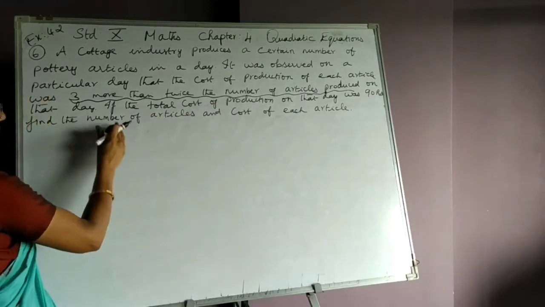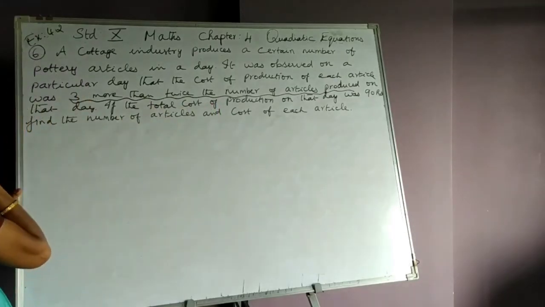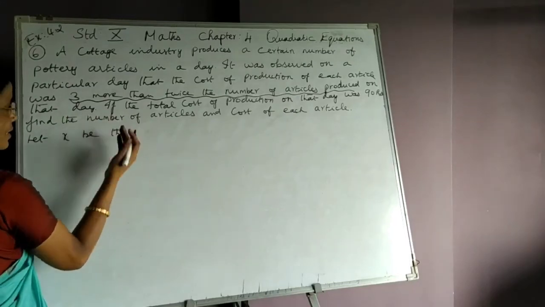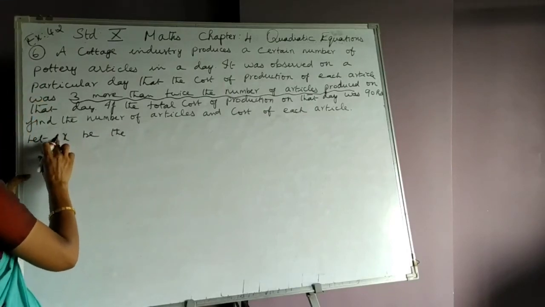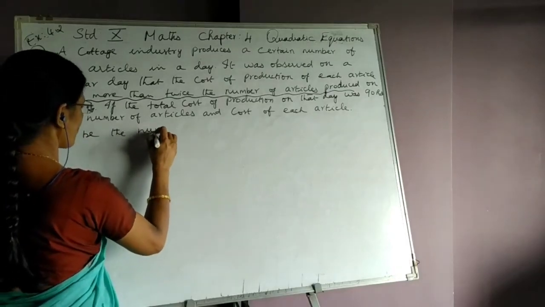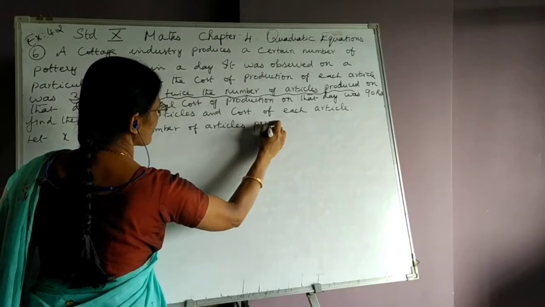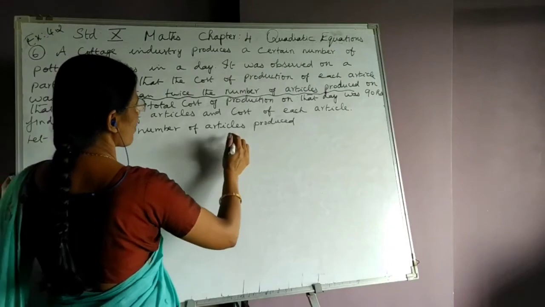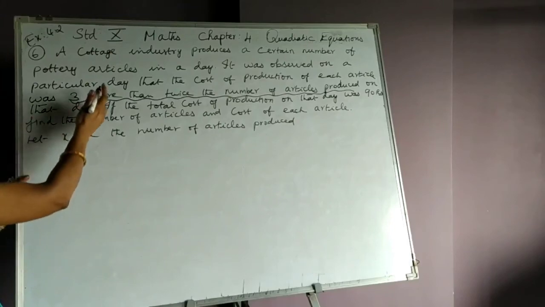We are asked to find out how many articles are produced and what is the cost of one such article. So I fix x as the number of articles. Let x be the number of articles produced on the day, can be 20, can be 25. Now we have to express the cost also in terms of x. So the relation is given here.